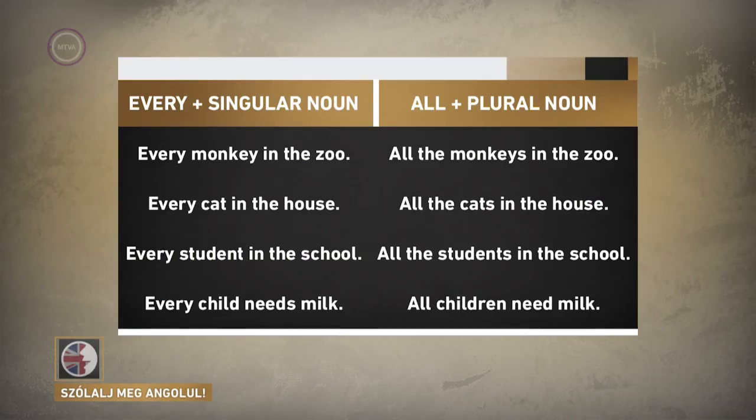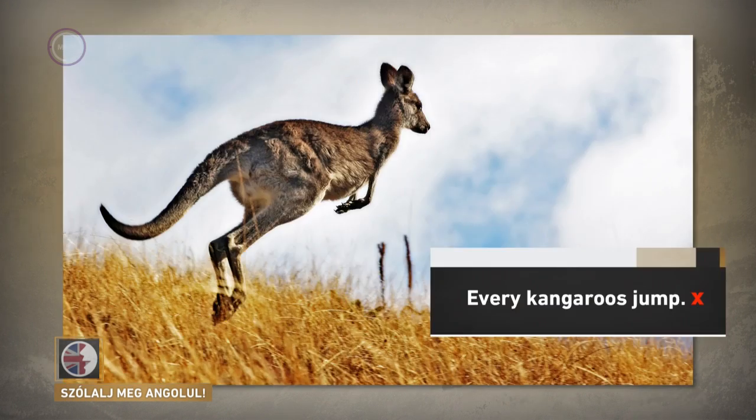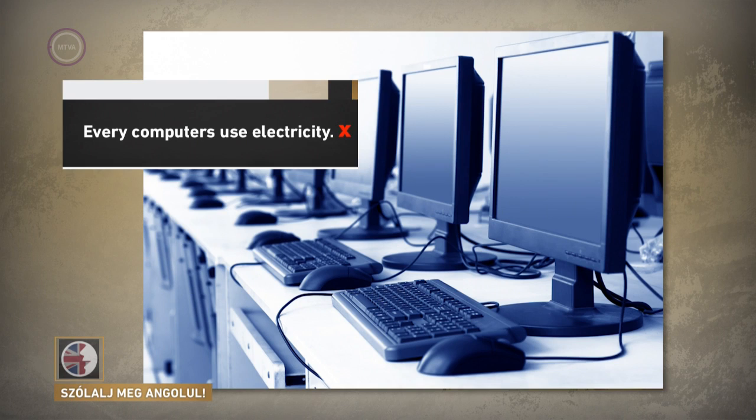We started with 4 sentences using every, and we learned that when we use every, we follow it with a singular noun. It's not every kangaroo's jump. It's not every kangaroo jumps. We don't say every computers use electricity. We say every computer uses electricity. And you obviously noticed that because we follow every with the singular noun, we have to make sure that the verb is correctly conjugated. Not every kangaroo jumps.